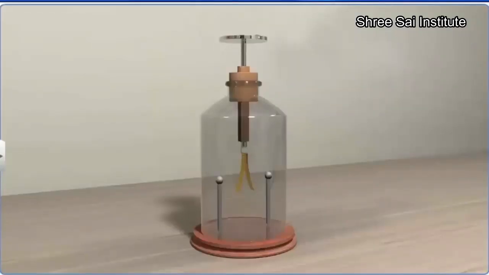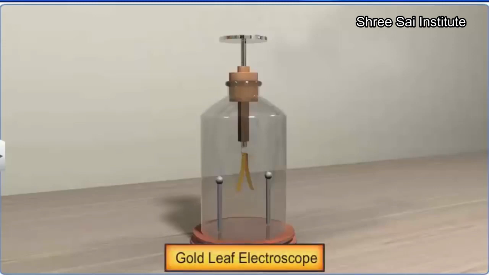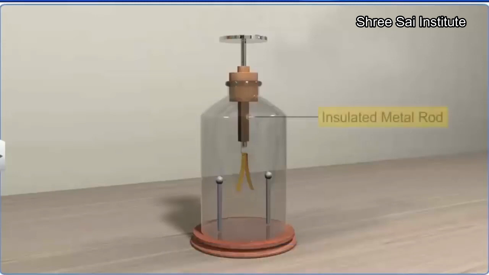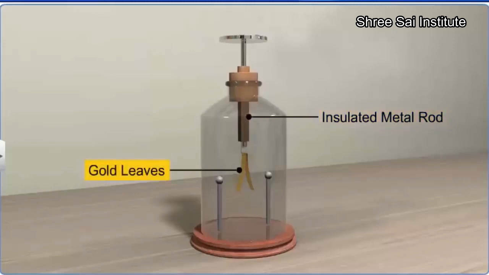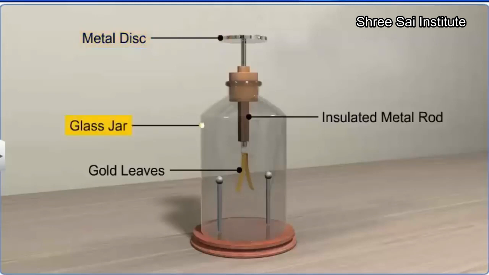To know whether a body has been charged, we use an instrument called a gold leaf electroscope. It consists of an insulated metal rod with 2 gold leaves or foils at one end and a metal disc at the other end. This setup is enclosed in a glass jar with the help of a tight cork, with the disc placed out of the jar.